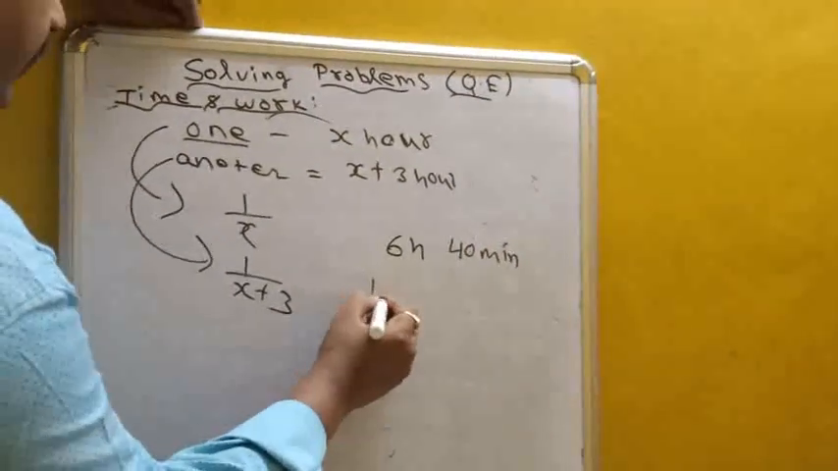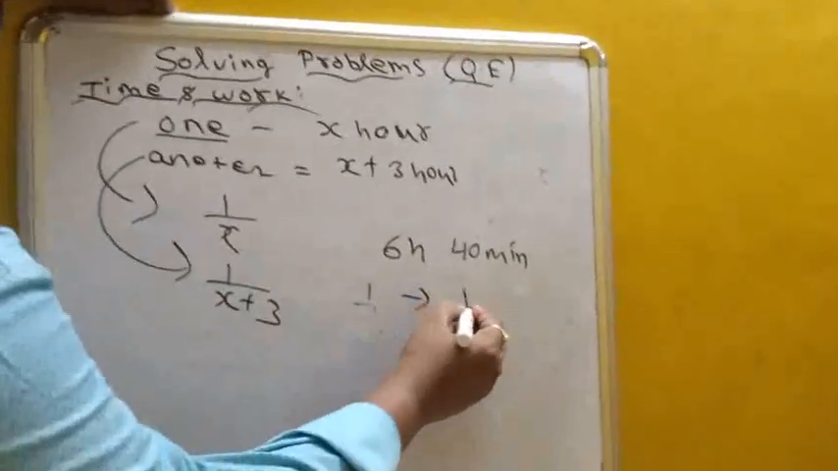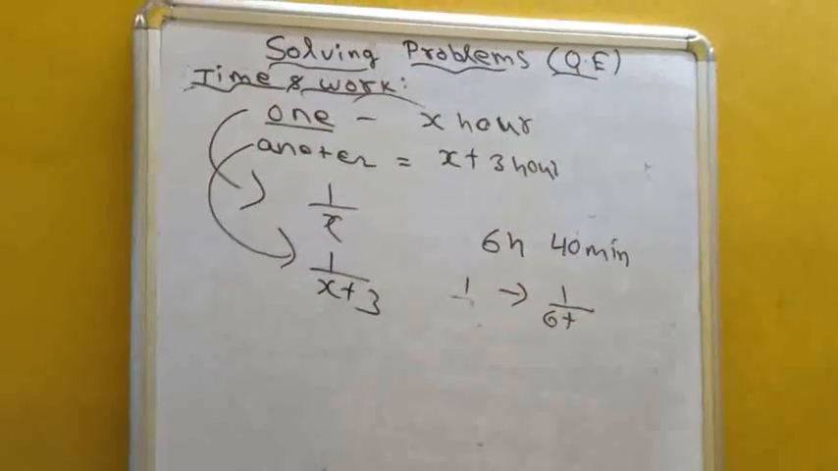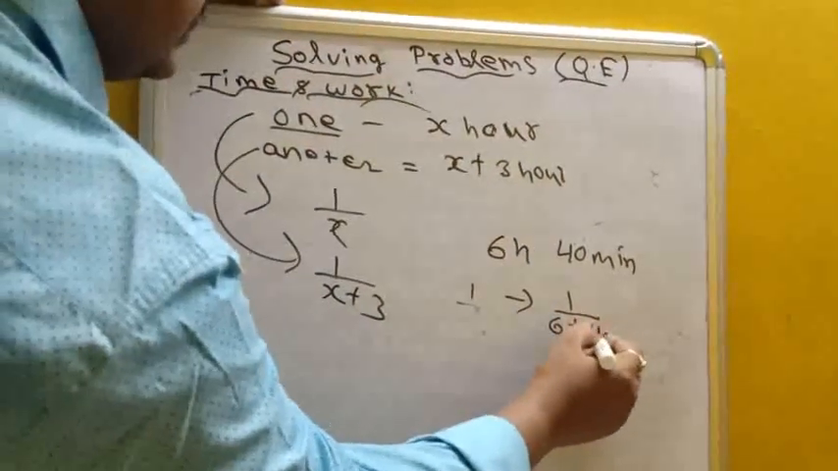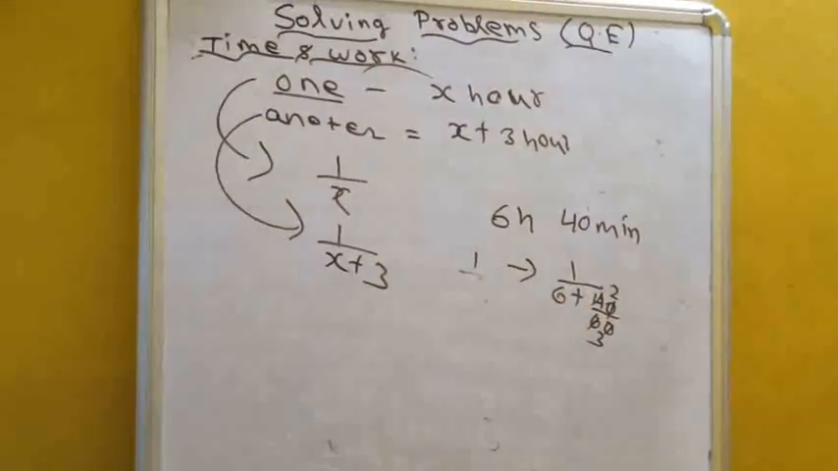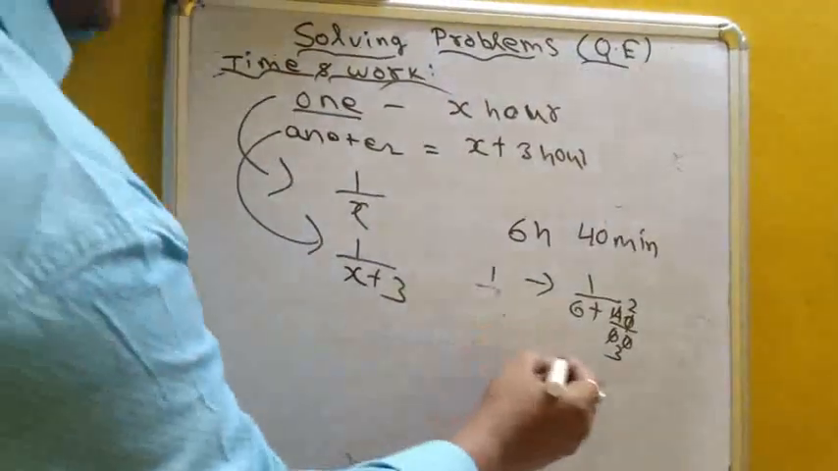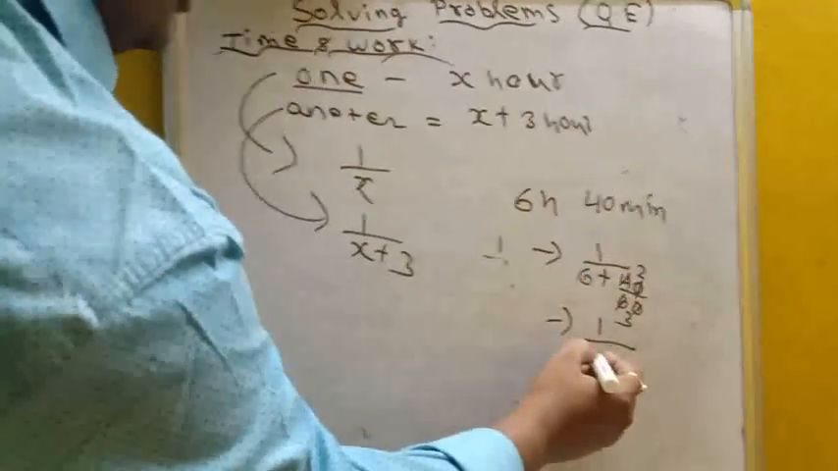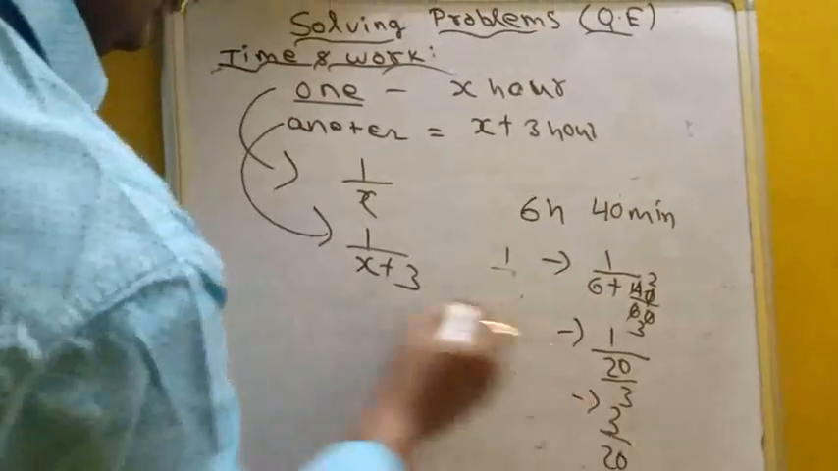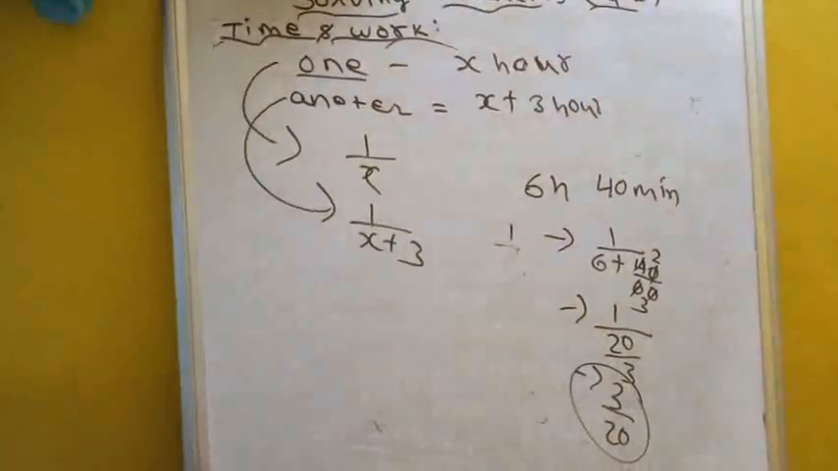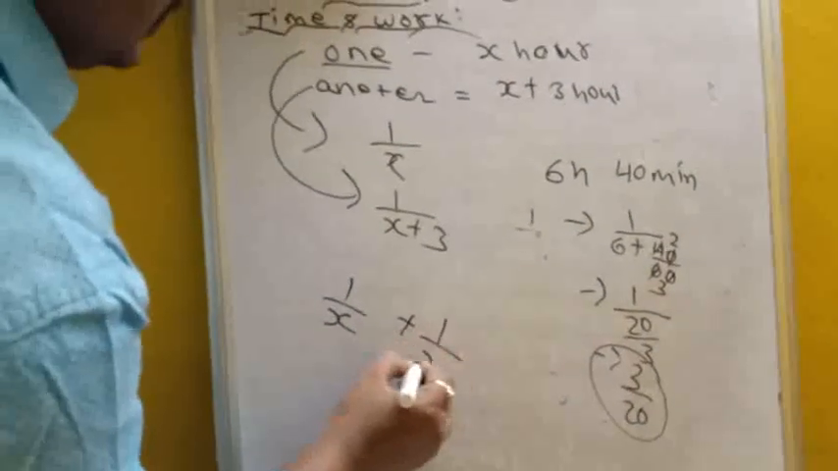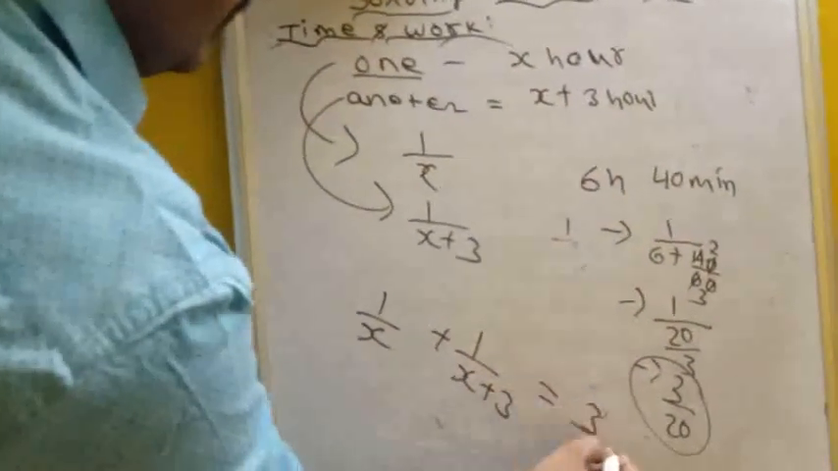So in 1 hour, they can do how many part? 1 by 6 hour plus 40 minute. 40 minutes means you make that into hour, 40 by 60. After that calculation, 6 into 3 is 18, plus 2, 20 by 3 hours. Therefore, 3 by 20. So together they can fill how many part? 3 by 20 part, so 1 by x plus 1 by x plus 3 equals, you can write, 3 by 20.